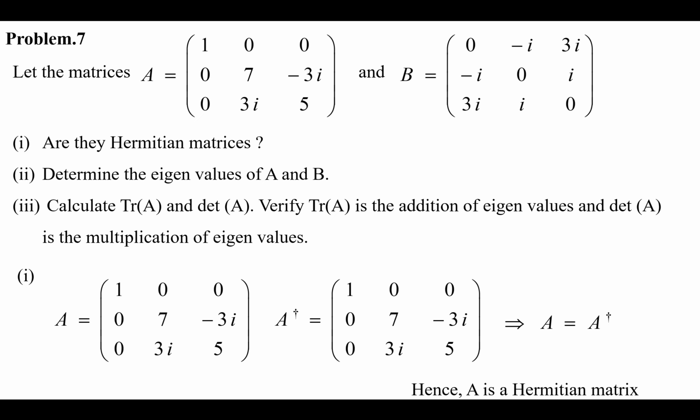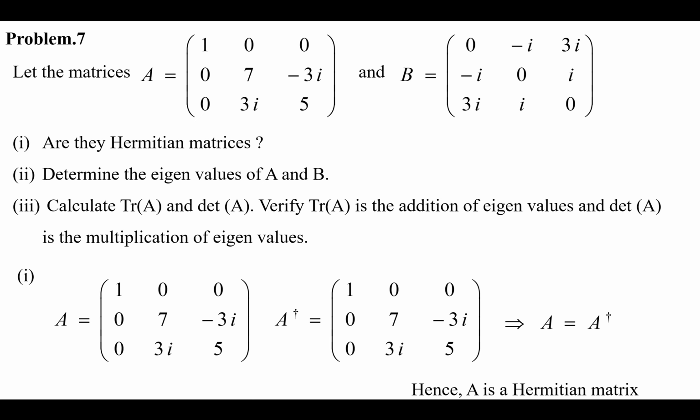Of course, that's the formula for the trace of A, which is the addition of the diagonal elements, which is the addition of the eigenvalues. And the determinant of A is nothing but the multiplication of the eigenvalues. So we are going to find the eigenvalues. We are going to add the eigenvalues, that will give us the trace of A. We are going to multiply the eigenvalues, that will give us the determinant of A. Okay, so first we will find out the first subdivision, which is nothing but are they Hermitian matrices.